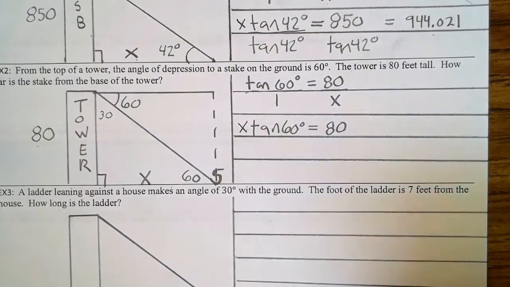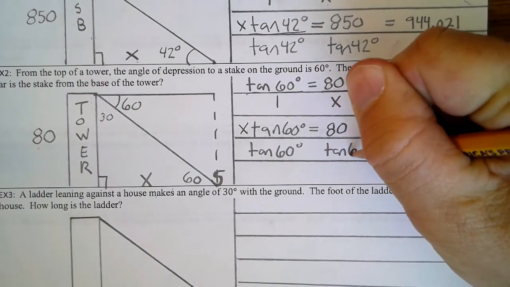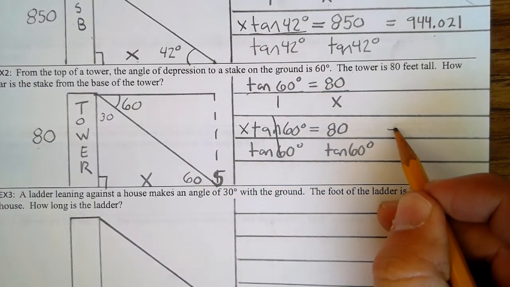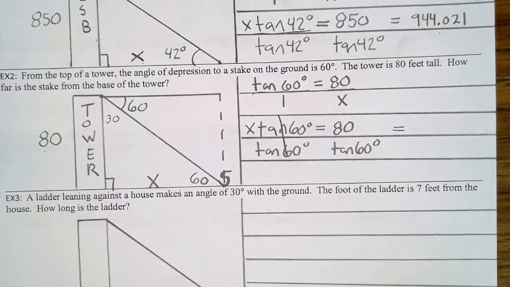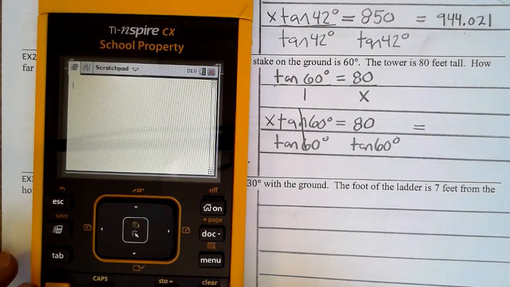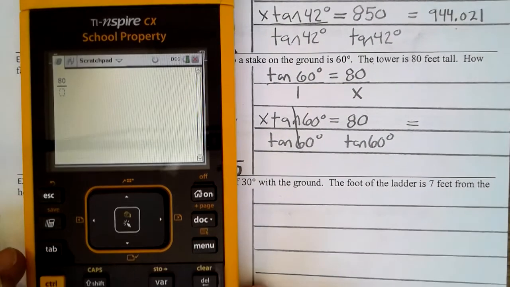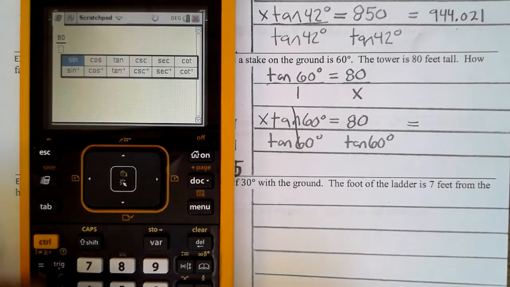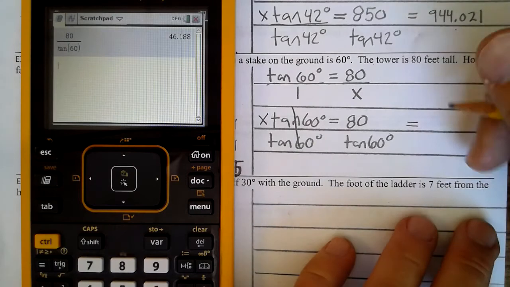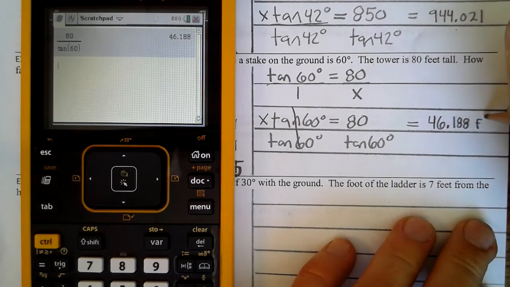Then divide both sides by tangent of 60. That divides and becomes 1. So x equals 80 divided by tangent of 60. Our calculator is already in degree mode. So we're going to press Control Divide. And then we're going to press 80 divided by, we're going to press the trig button, and then tangent of 60 degrees. So that is 46.188 feet.